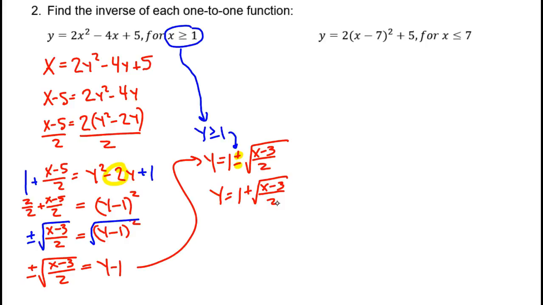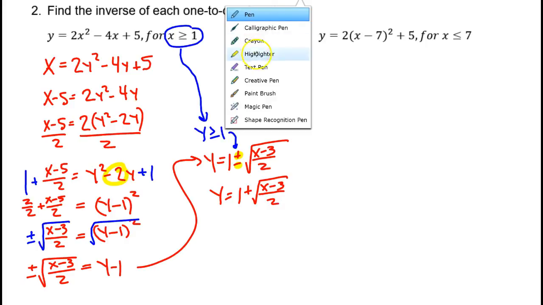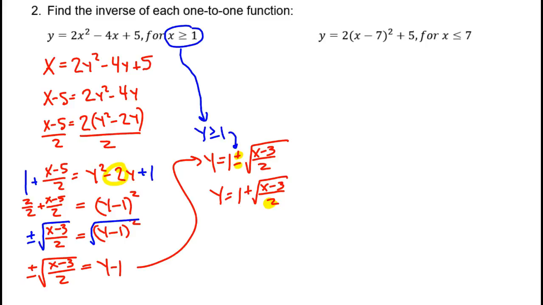Now some of you might be bothered by the fact that we have a square root in the denominator, and if that really bothers you terribly, go ahead and rationalize that.